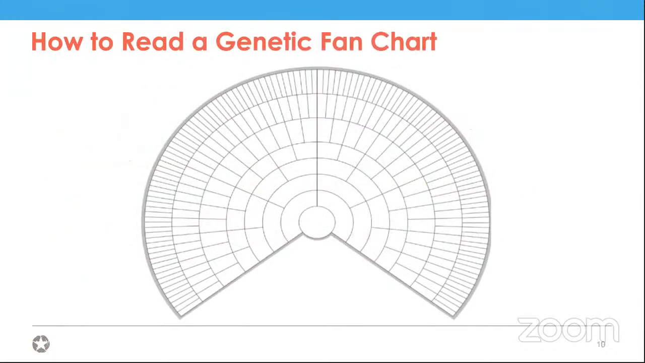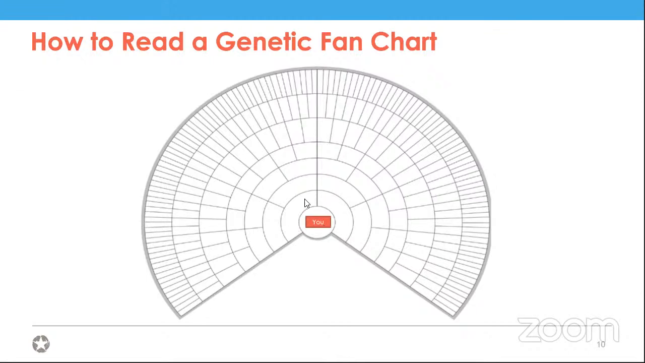All right, so right here we have a fan chart. So we're gonna go over how to read a genetic fan chart so that you understand exactly who's gonna be where, on what side, and what their relationship is to you when you're looking at these. So here in the center, this complete circle, that is going to be you or whoever has been tested. So if you test a parent, that would be them in the center, and so on. So right here is you.